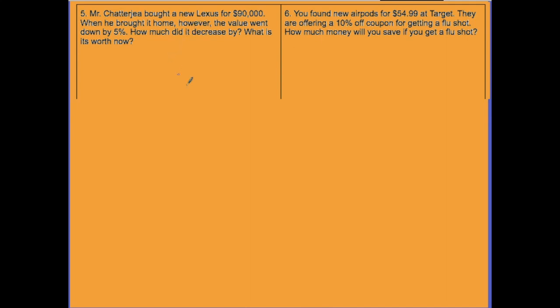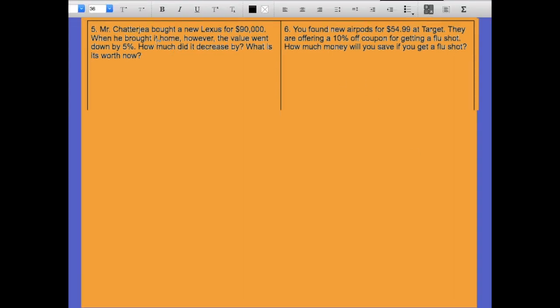All right, let's check out our next one here. Mr. Cherigi bought a new Lexus for $90,000. When he brought it home, however, the value went down by 5%. How much did this decrease by? So again, we need to find 5% of that value, so 90,000 times 5%. So it decreases by $4,500.